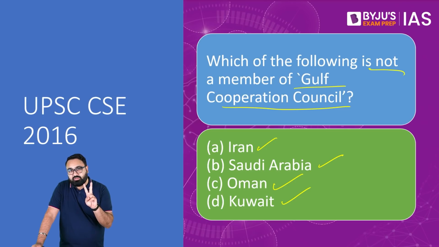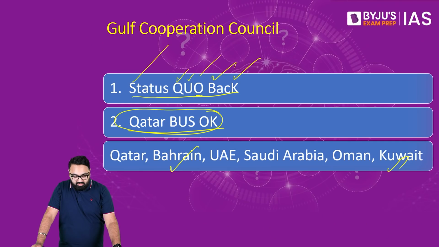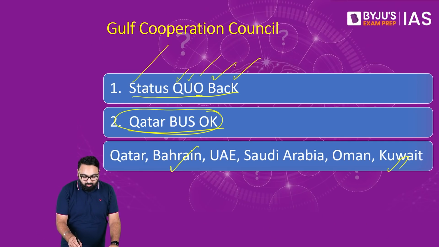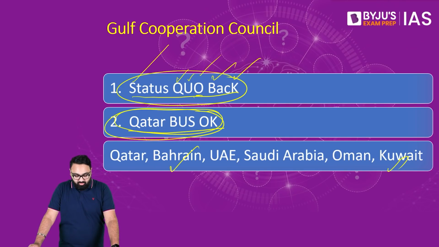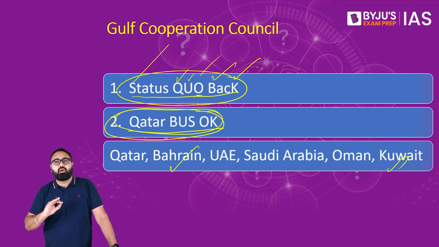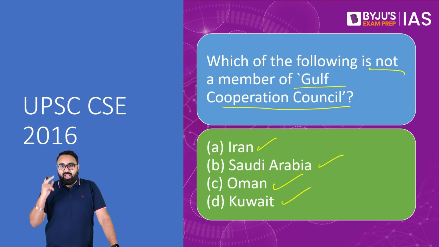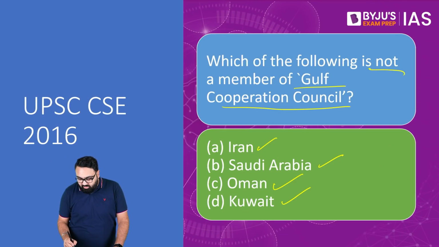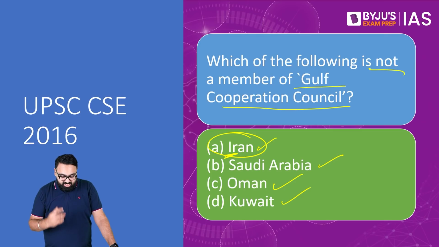Remember, I gave you two options. One was status quo back. Remember, status quo back. If you want, I can just take it back to you here. See, these are the ones that we discussed. Status quo back or Qatar bus okay. Either one that you have to remember. Now, even if you don't remember all these, let's see the options right now. In the options, at least you can be sure that there was no I letter. There was no word that was starting with I at least. So even if you have to make an educated guess, you can go with Iran.